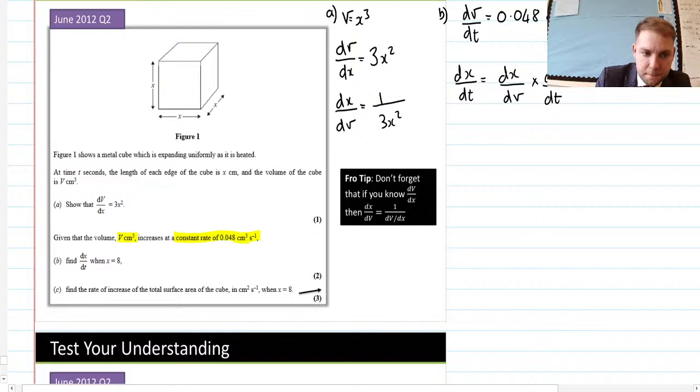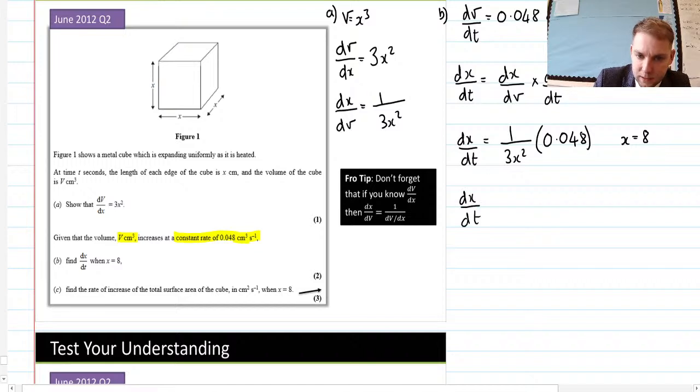So let's sub these in then. dx by dt, which is what I'm trying to find, is equal to 1 over 3x squared times dV by dt, which is equal to 0.048 there, like so. Then my last little part is to sub in when x is equal to 8. So dx by dt is equal to 1 over 3 times 8 squared times 0.048.